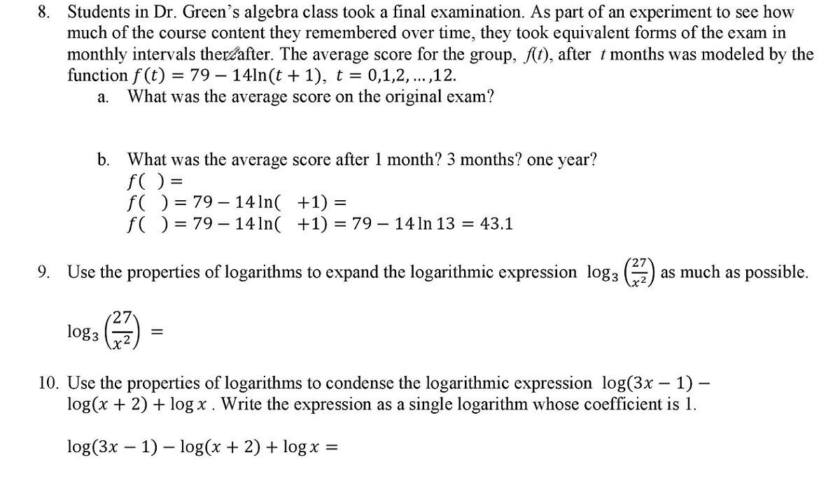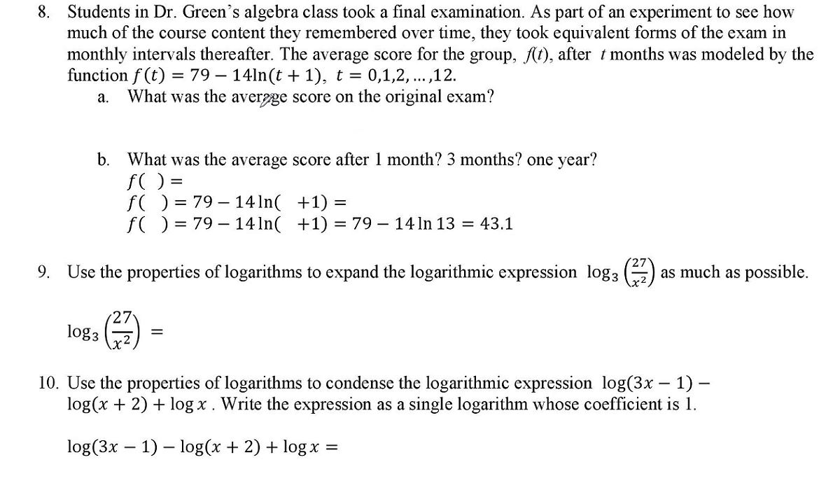And number 8 here, I've got my algebra class and they took a final exam, and they were doing this experiment to see how much of the course content they're going to remember over time. And so they took equivalent forms of the exam in monthly increments after they took their final to see how much they remembered. And then the average score is given by this function f of t, and that's t months after they took the final, and that was modeled by this log function, 79 minus 14 log t plus 1, and it's only for t values 0 through 12. Okay, so we're only tracking out to a year. What was the average score on the original exam?